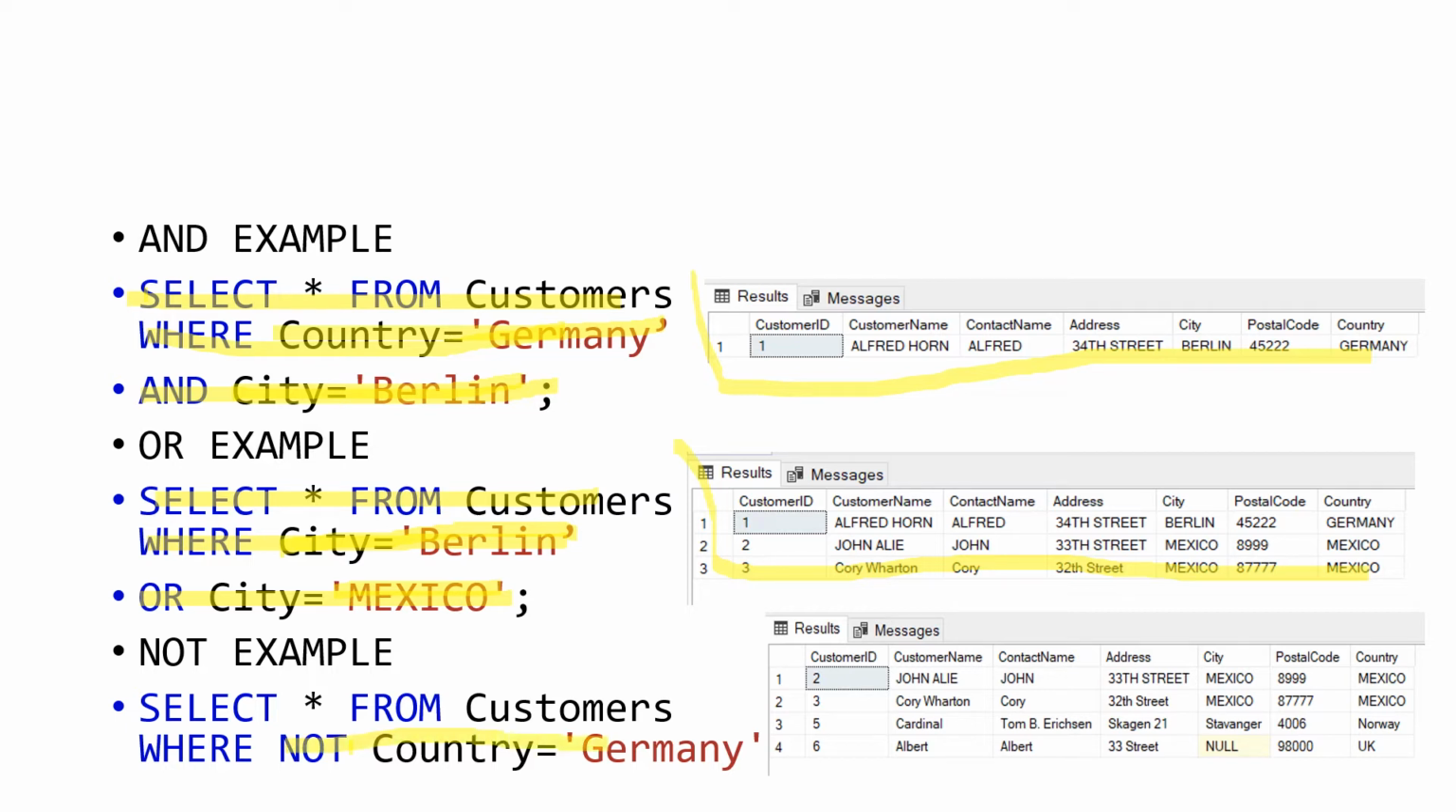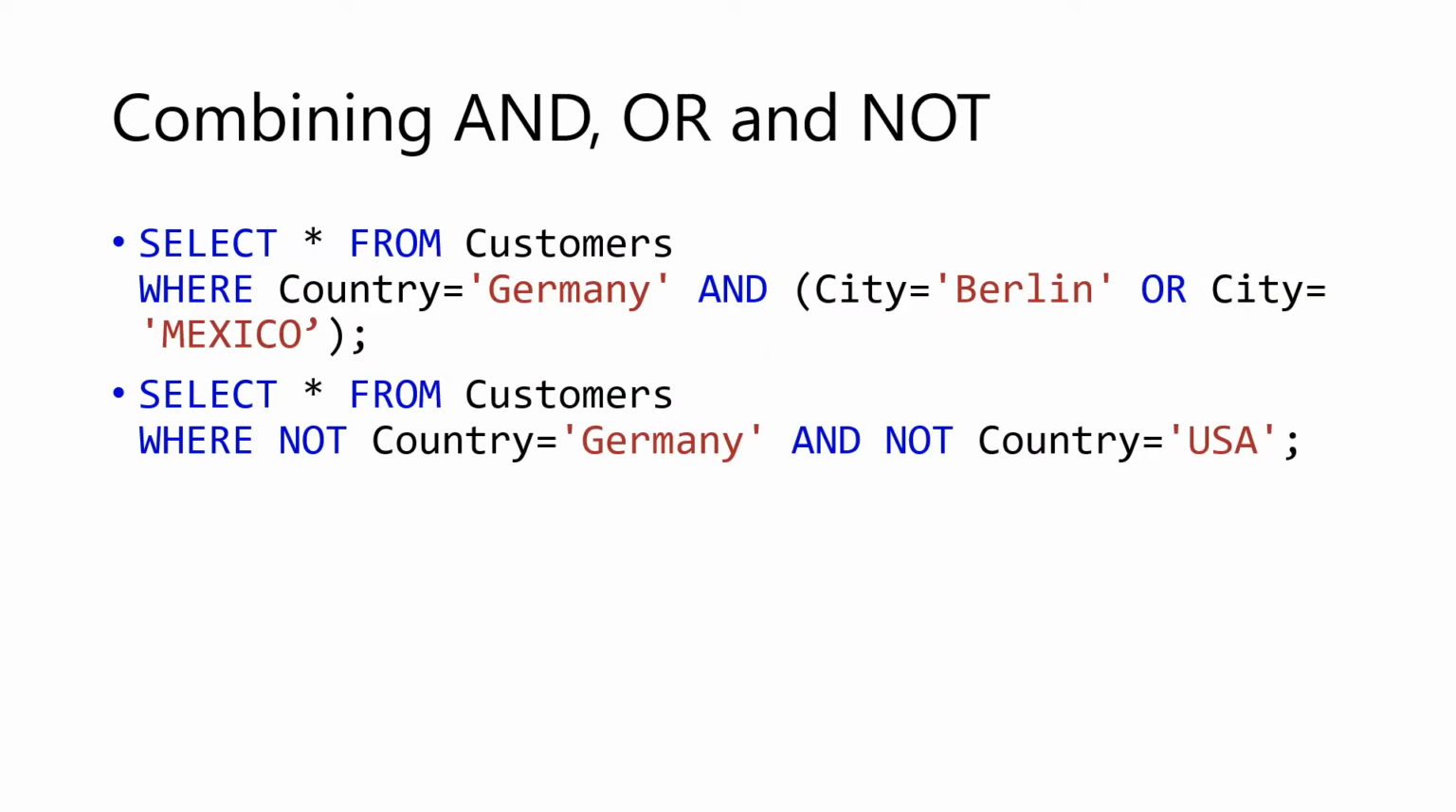So here we have where country is equal to Germany, and before this condition we are adding a NOT operator. So all customers where country is not equal to Germany are returned. You can combine multiple AND, OR and NOT operators as per your requirement. You can use them in this way as well.